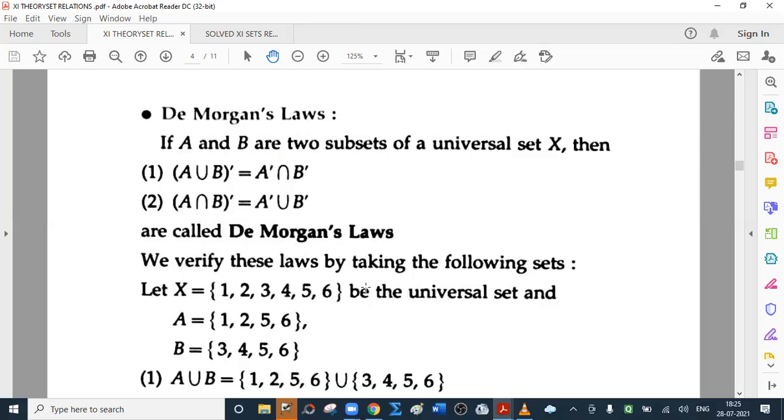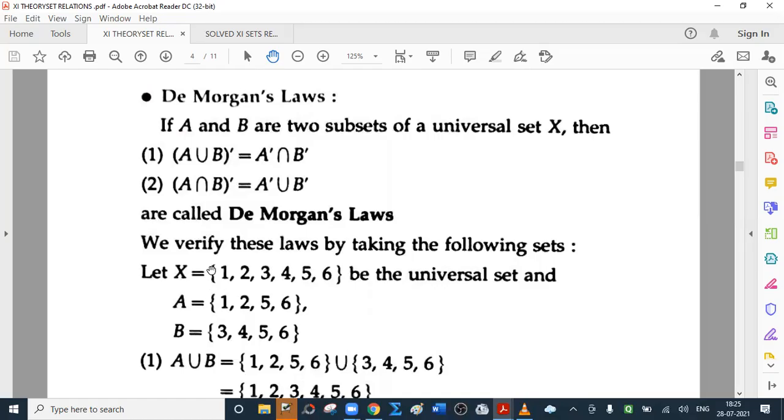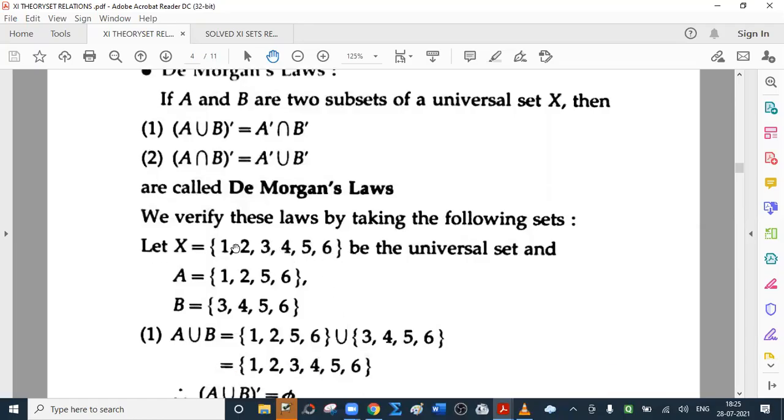Now we verify this by considering these sets. Let X be the universal set. I hope you remember the definition of universal set. Any non-empty set of which all the sets under consideration are subsets can be considered as universal set. Don't say that only 6 elements. How can we say that it is universal set? Consider A and B. So the sets under consideration are subsets of X. So yes, this can be considered as universal set. This is very interesting.